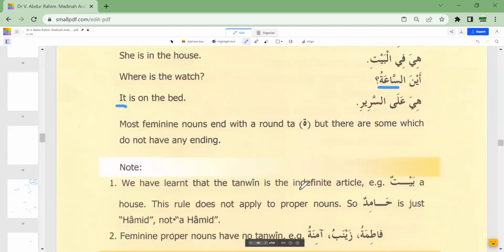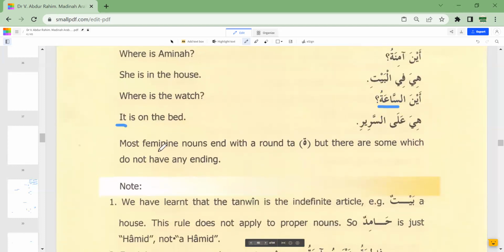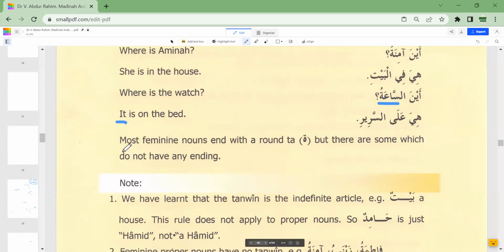One more thing that we didn't talk about last time was that most feminine nouns end with a round ta or ta marbuta. This is a sign to tell that the noun is feminine. There's no sign for masculine. For masculine, you have to remember if it's not feminine, then it's masculine. That's the easiest way. So you just look for what is feminine. So here we can see sa'atu has a ta marbuta. It's most, okay? Some of them, of course, do not have a ta marbuta.